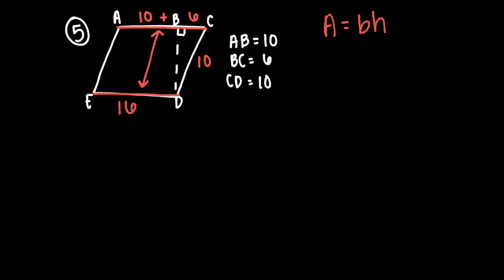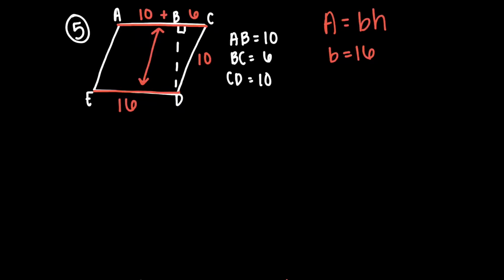So I know my base of my parallelogram is 16. So I now need to find my height. In order to find my height, I have to find the height of that triangle. I have 6, I have 10, and I have a blank. If you want to use the Pythagorean theorem, that is fine.